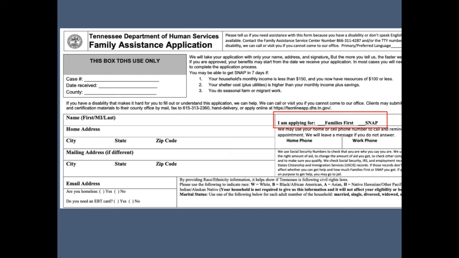Now, generally, if a family qualifies for Families First, they're also going to qualify for SNAP, but the reverse is often not true. Sometimes families can be eligible for SNAP and not for Families First, and that's because the SNAP eligibility guidelines allow for a little bit more income, because there's a sliding scale amount of SNAP benefits delivered, and we'll talk about SNAP a bit more in a moment.